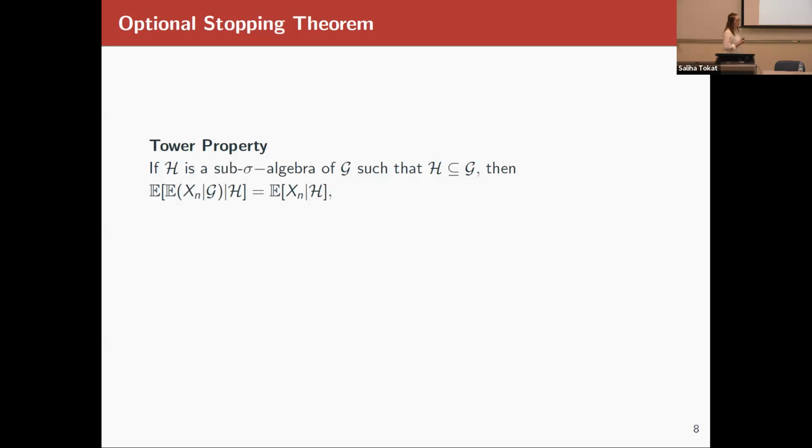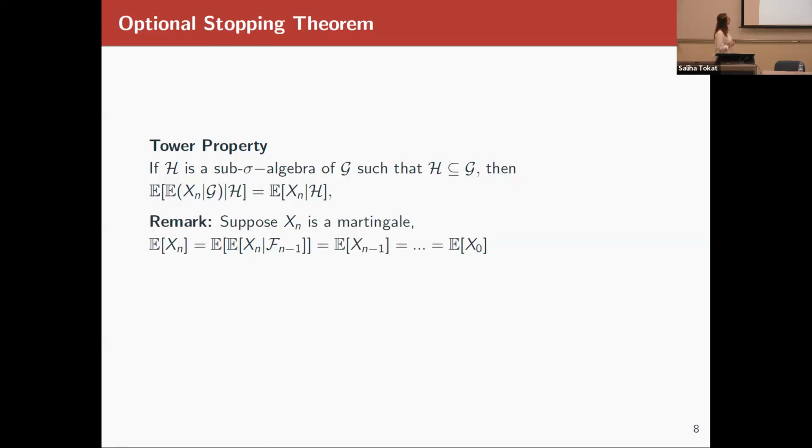I want to introduce some properties and a theorem to use later. Our property: H is a sub-algebra of G, H is in G. Then this double conditional expectation is equal to this conditional expectation. In here, we simply get rid of the greater filtration, because only the smallest filtration is important here.